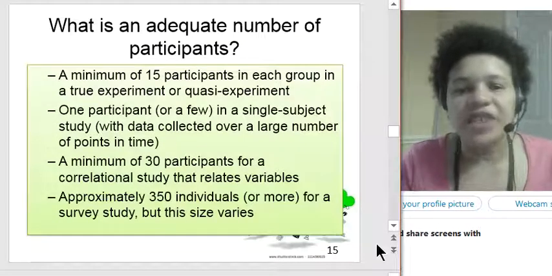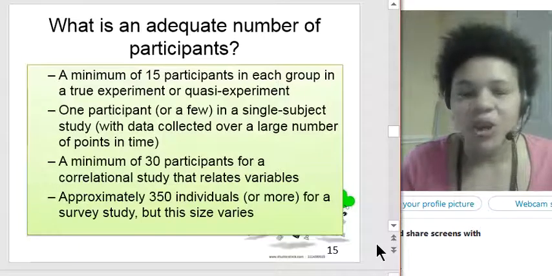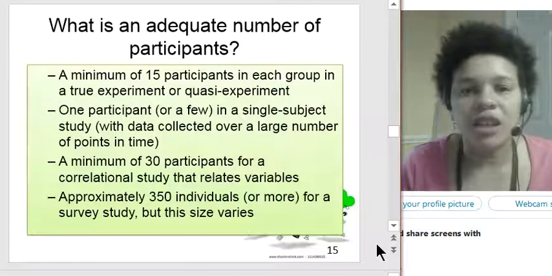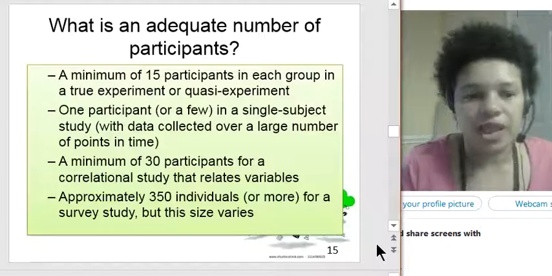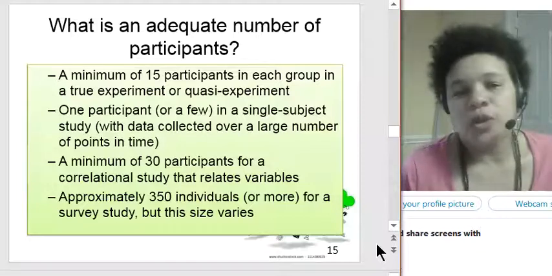So one question that often comes up is, what is an adequate number of participants? And this varies tremendously depending on the design of the study, but also depending on the statistical analytic techniques that are going to be used in the study. But I'm going to give you some rules of thumb here.